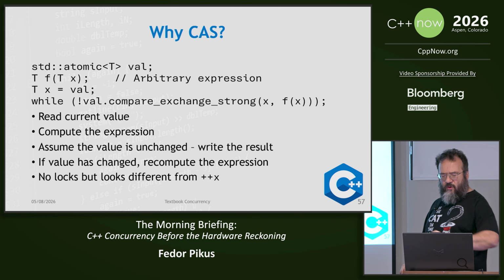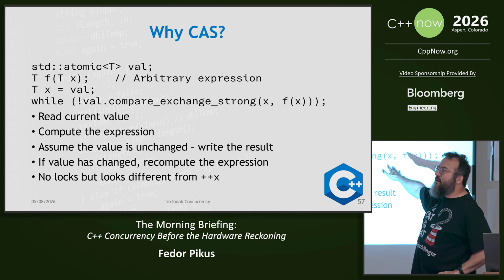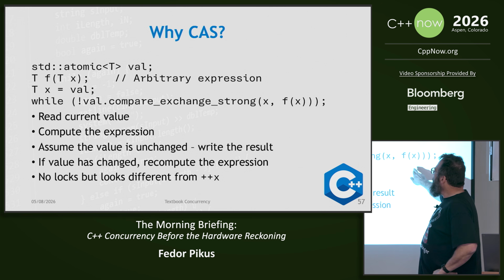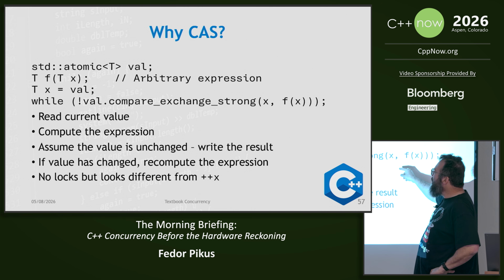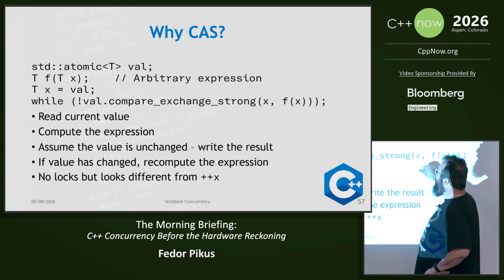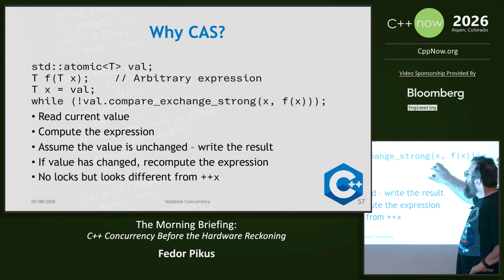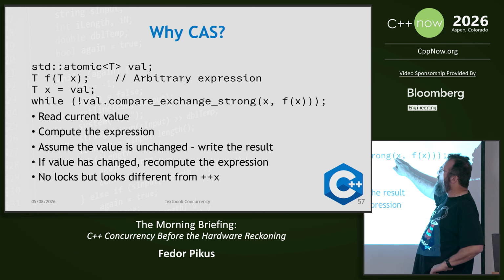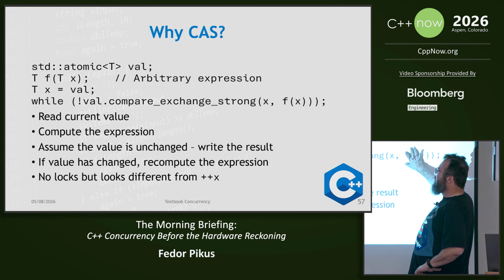Okay, why do we want that CAS stuff? Because you can do anything with CAS in a lock-free manner. Here is how to do an arbitrary expression atomically, lock-free. This is your expression, f of x. You read the value, and then you do a compare exchange. If the value hasn't changed, meaning nobody beat you to this, you replace it with the result of the expression.